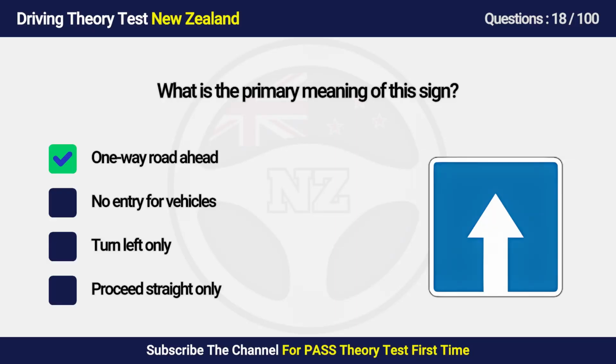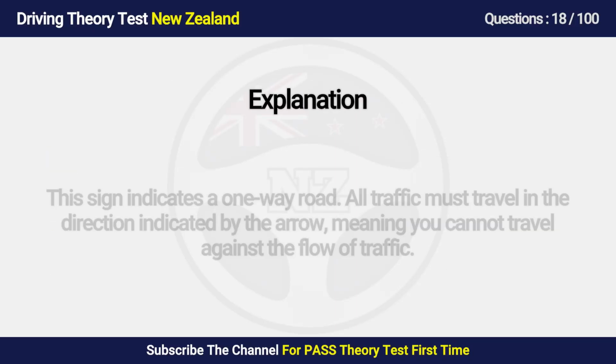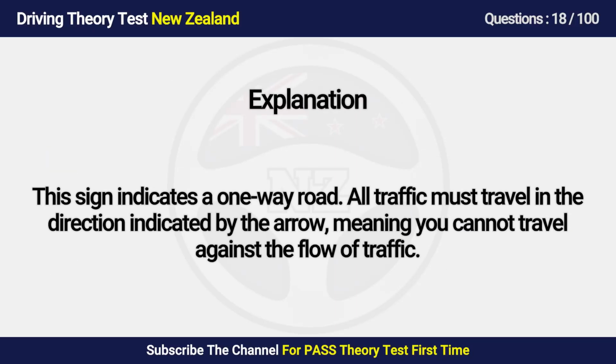Answer is A, one-way road ahead. This sign indicates a one-way road. All traffic must travel in the direction shown by the arrow, meaning you cannot travel against the flow of traffic.